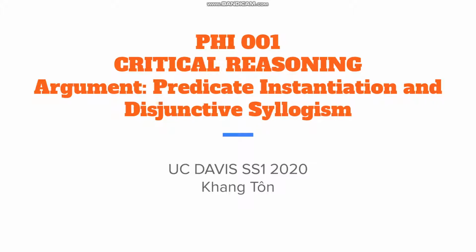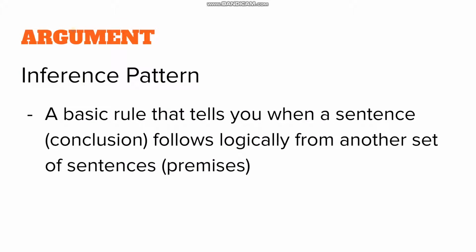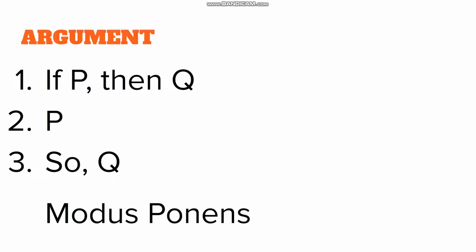And just a quick recap, an inference pattern is a rule that tells you which sentence follows logically from a set of premises. And remember that these inference patterns are supposed to be formal, meaning that they fit a particular kind of form or structure. For the inference pattern known as modus ponens, its structure is as follows. Premise 1, if P then Q. Premise 2, P. Conclusion, therefore Q.